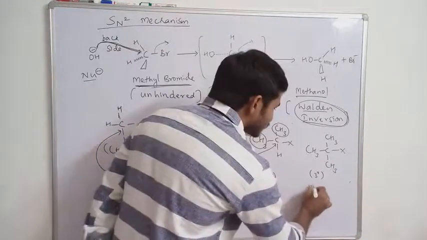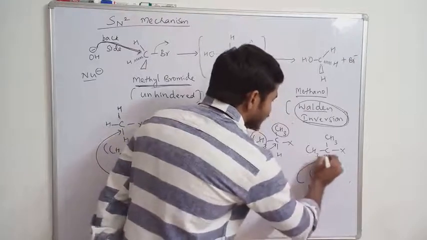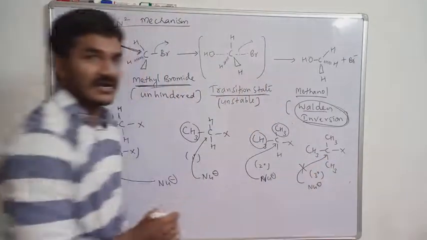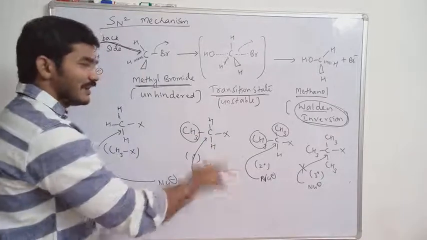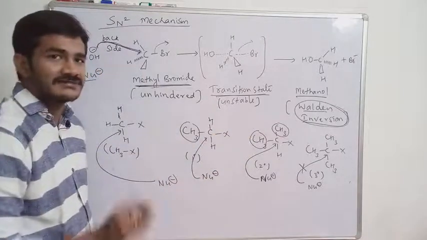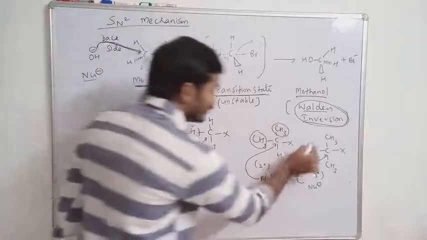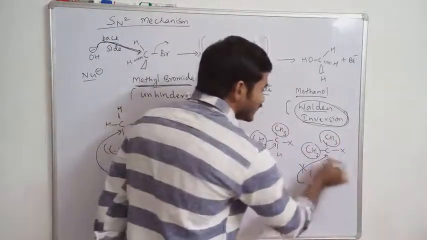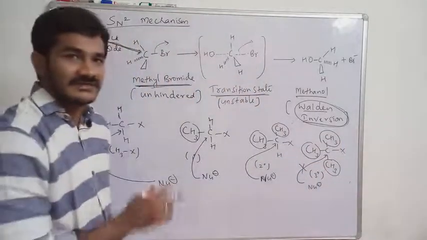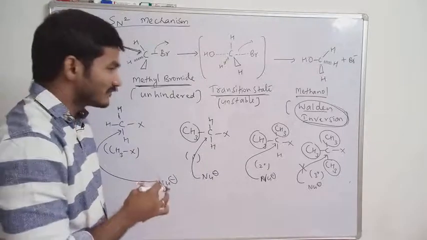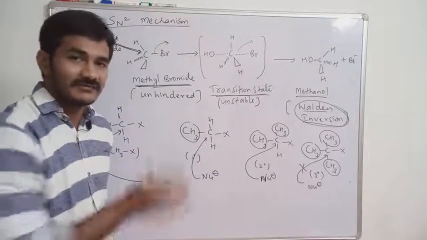Whereas in this case, the nucleophile cannot attack easily. Attack of the nucleophile from the back side in a tertiary alkyl halide is impossible, because here how many groups are there? Three alkyl groups are there, so it is completely hindered. When it is highly hindered, we cannot get the product easily. The nucleophile cannot attack.